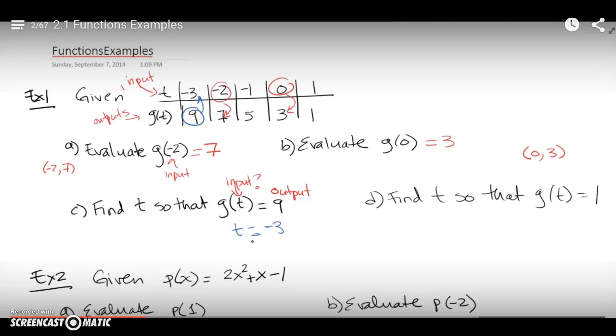So the t value -3 gives you an output of +9. Part D, same type of question, find t so that G of t is equal to 1. So we go to the output 1, and what is the input for that? That's going to be t equals 1 as well. So ordered pairs for these guys would be -3 input, 9 output, 1 output, and 1 input as well.